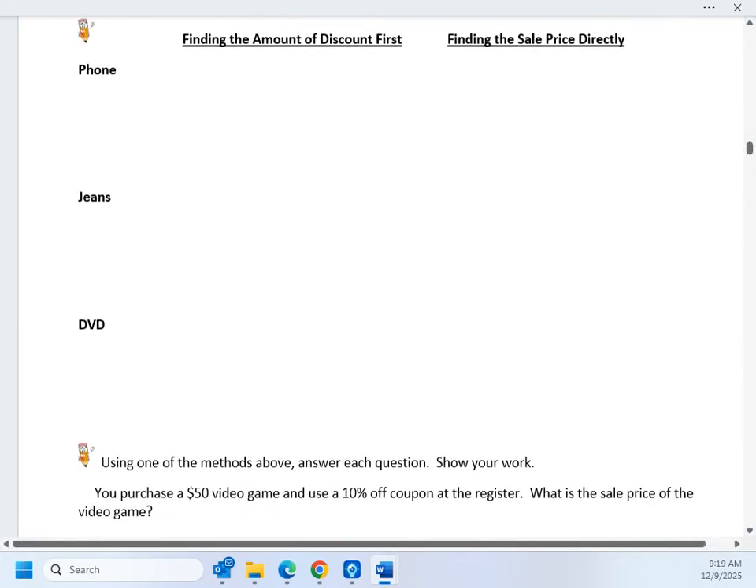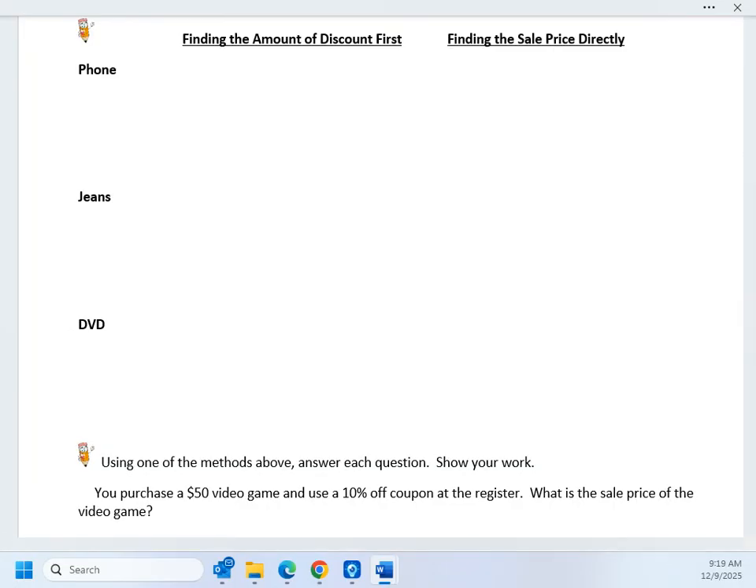So we've got 3 different examples and we have 2 different ways of solving it. So I'm going to show you one way to solve and then I'll show you the second way. And you get to choose which method is going to be your go-to method. I have my favorite method that I use when I'm out shopping. Figure out which one makes sense to you and that you want to use. So our first method is finding the amount of discount first.